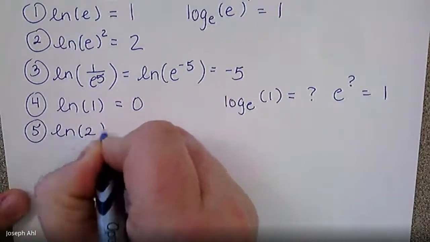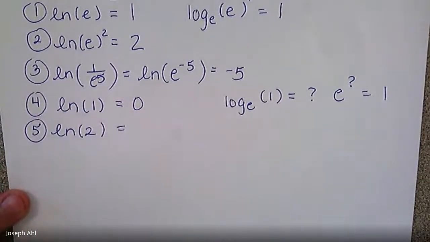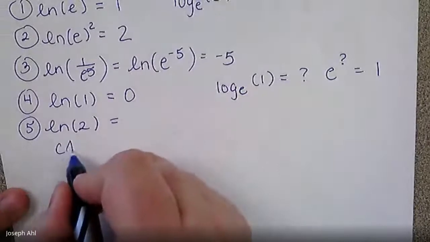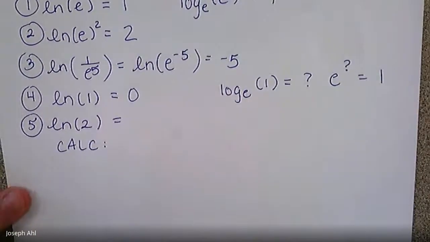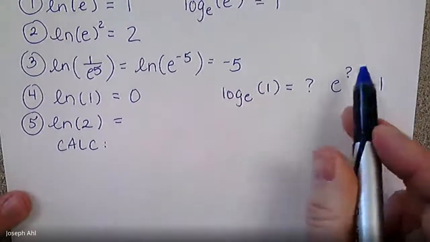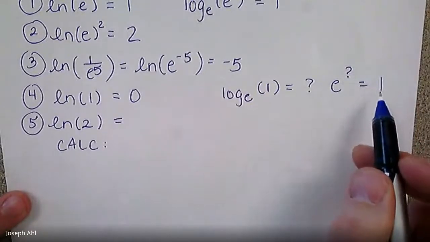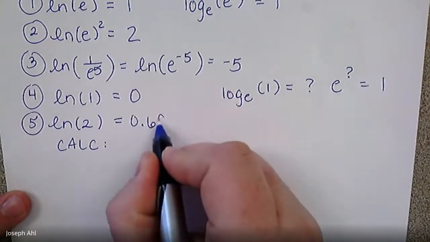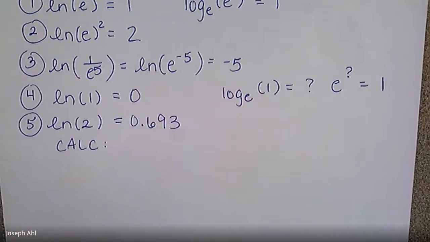All right, well, what about the natural log of 2? ln of 2. Turns out we need the calculator for this one, because we don't know e to some power. It's never going to really nicely give you that answer of 2. And if you double check it on the calculator, it's 0.693. I don't know. I better be right about that.